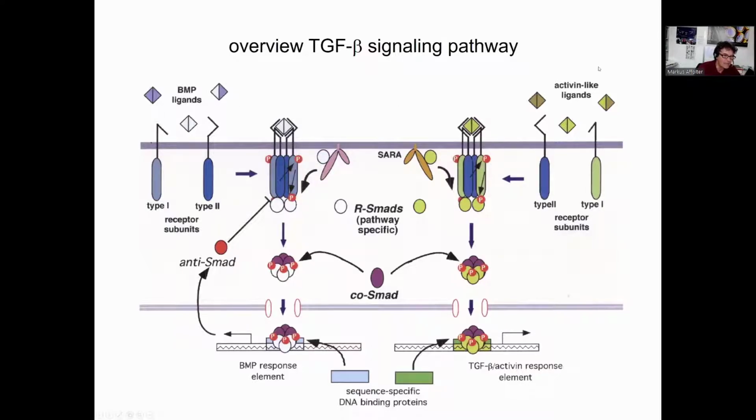Here are BMP ligands, here are activin ligands. All of them belong to this TGF-beta pathway, and they use very similar components. We deal with the BMP ligands here. They're either homodimers or heterodimers, but always dimers. The monomer does not interact with the receptor. I think the monomer is also not secreted, so monomers are not viable proteins.